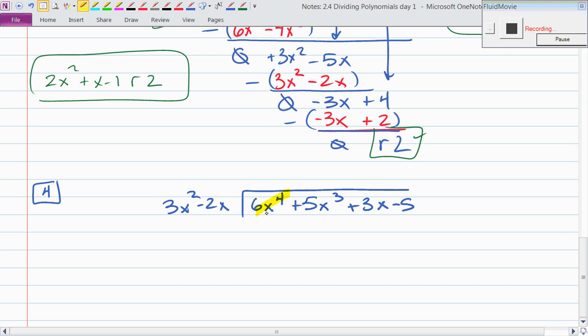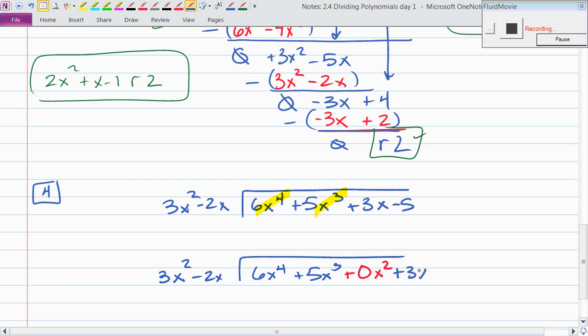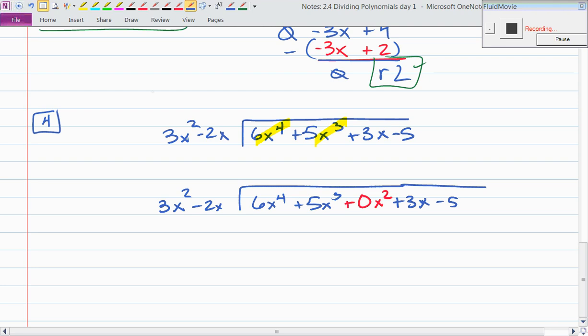Yeah, I have an x to the fourth, x to the third, but I don't have an x squared. So the way we would set this up is we would rewrite the whole entire problem as 3x squared minus 2x divided into 6x to the fourth plus 5x cubed plus 0x squared plus 3x minus 5. It's important that you have every single term accounted for by degree. So the fourth, the third, squared, first, and then 0. And you want to keep all of these lined up in your columns as you work downward.